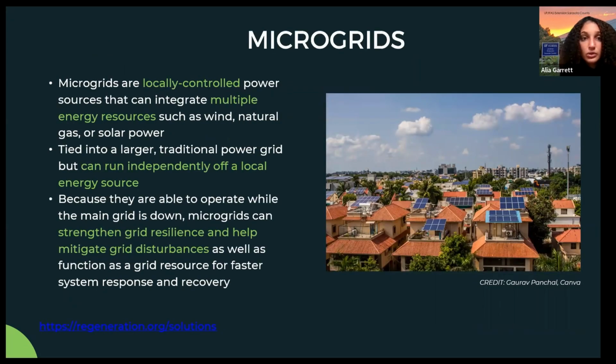So microgrids are locally controlled power sources that can integrate multiple energy resources such as wind, natural gas, or solar power. So this is tied into a larger traditional power grid, but can be run independently off local energy sources. Because they're able to operate while the main grid is down, microgrids can help strengthen grid resilience and help mitigate grid disturbances, as well as function as a grid resource for faster system response and recovery.